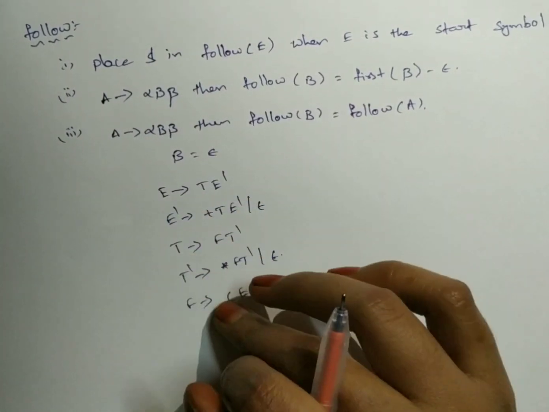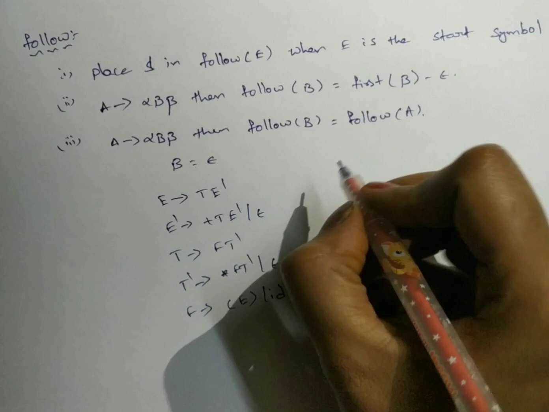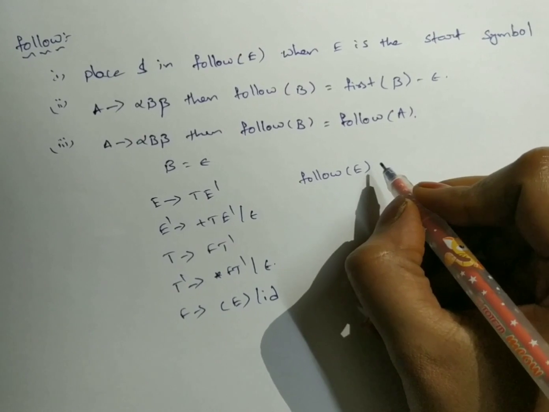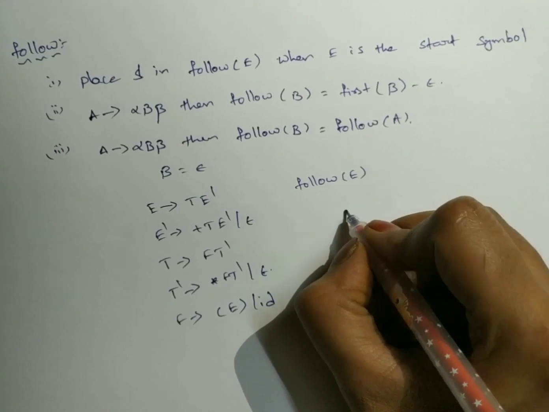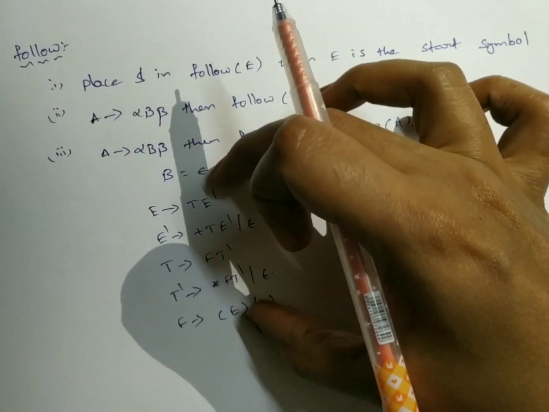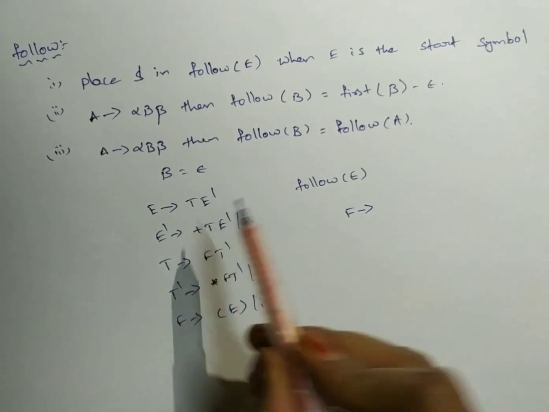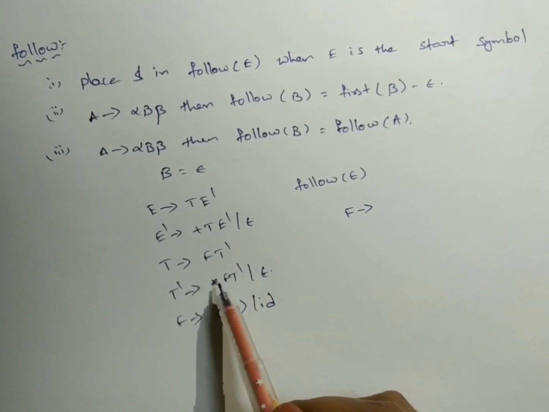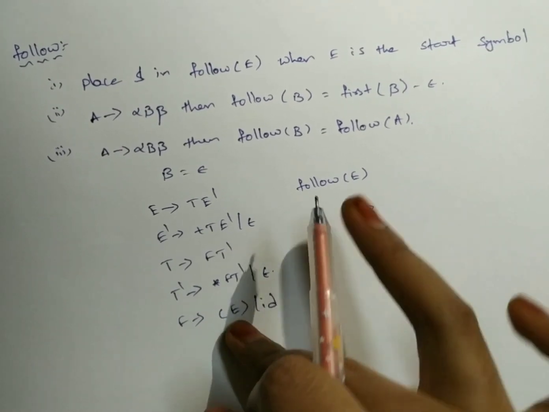I will explain it by considering the same example. By using the same grammar, we will find the follow, by using these three conditions. See, follow of E. In the follow of E, whatever E value is in the right hand side, we will consider that. See, here in this production we are not having E, in this production also we are not having E, in this production also we are not having E, here also we are not having E, but here we are having E. So I am considering this production for finding the follow of E.